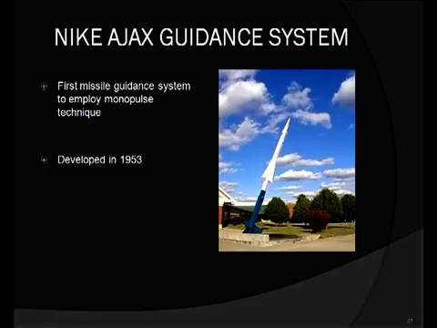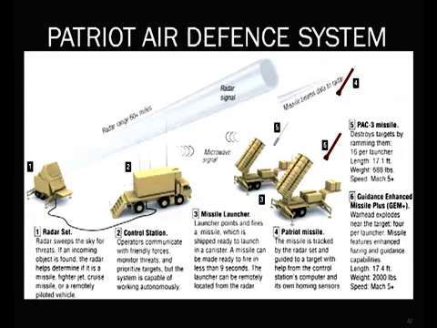Here in this picture, you can see the first missile guidance system to employ the monopulse technique. It was developed in the year 1953. Similarly, you know very well about the use of Patriots to counter the Scud missiles. So Patriots have a phased array system which is used to track several targets simultaneously. You can see the details of the Patriot air defense system in this slide.